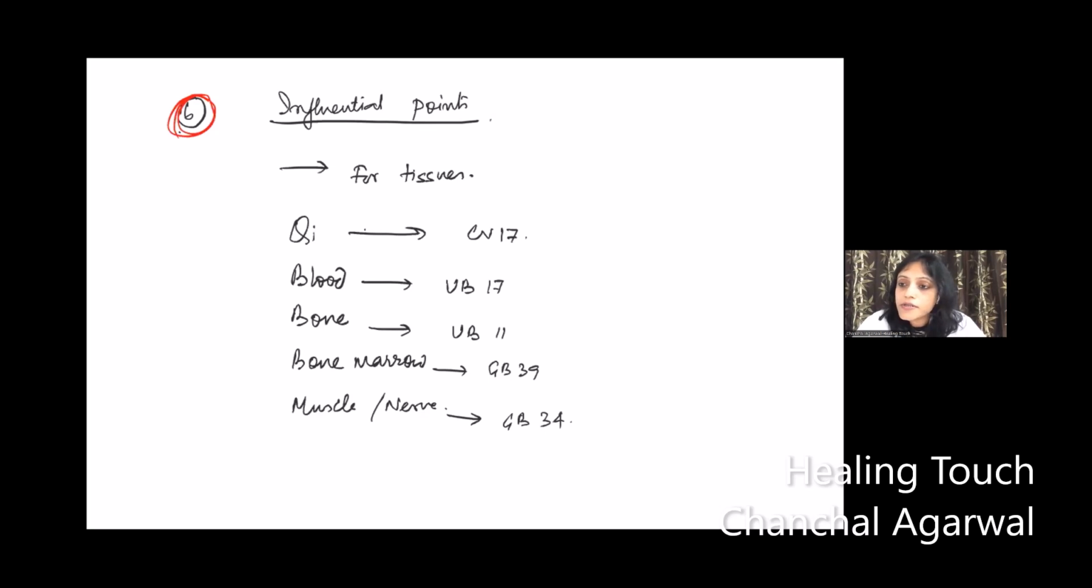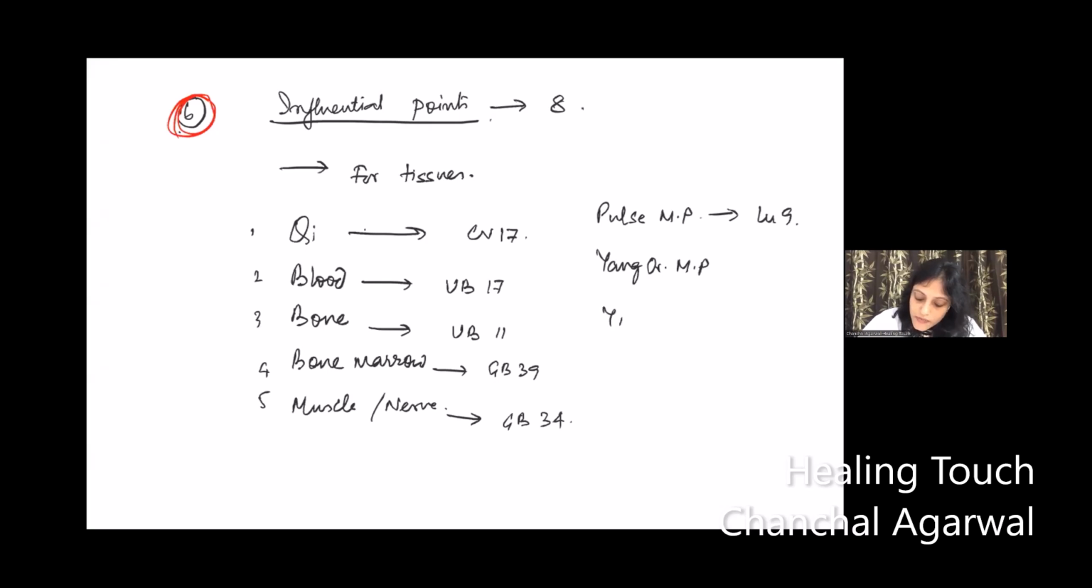These are special points apart from the total 8 influential points. So 1, 2, 3, 4, 5, 6, 7, 8. 3 are left. So what are these 3? One is the pulse meeting point, or we also call it the artery meeting point. This is LU9, very important. Another one is the yang organ meeting point, and the last one is the yin organ meeting point. The yang organ meeting point is CV12 and the yin organ meeting point is liver 13. We'll have to learn it.